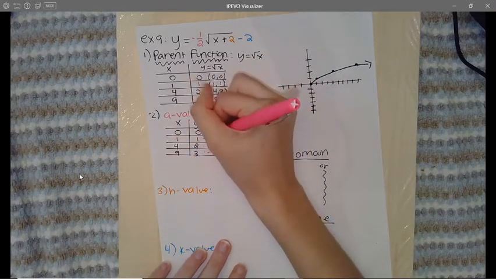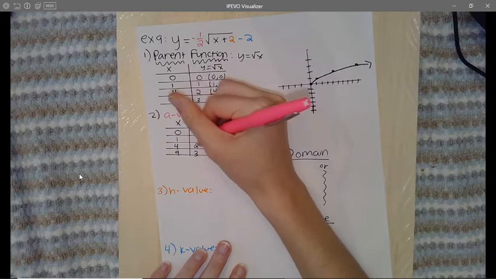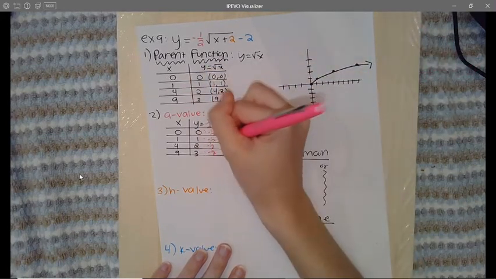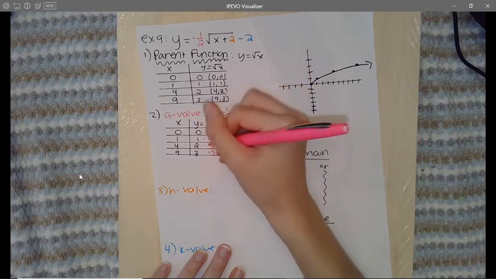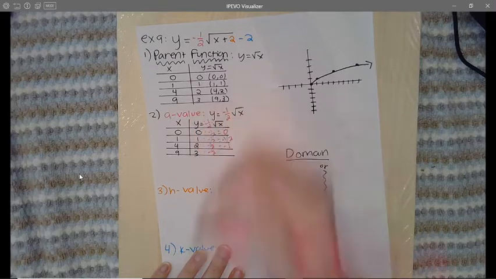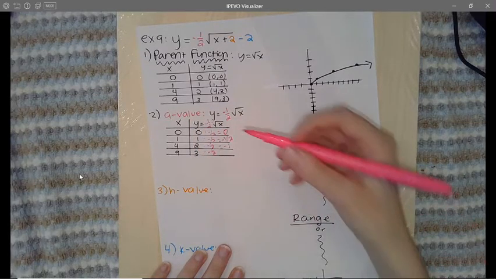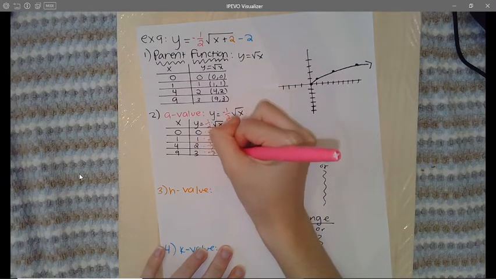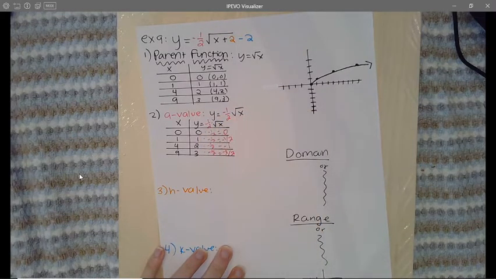So 0 divided by negative 2 is 0. 1 divided by negative 2, or 1 times negative 1/2, is negative 1/2. All right, 2 divided by negative 2 is negative 1. And 3 times negative 1/2, well, you can't really divide 3 by 2, so it's just going to be negative 3 divided by 2, or negative 3/2.